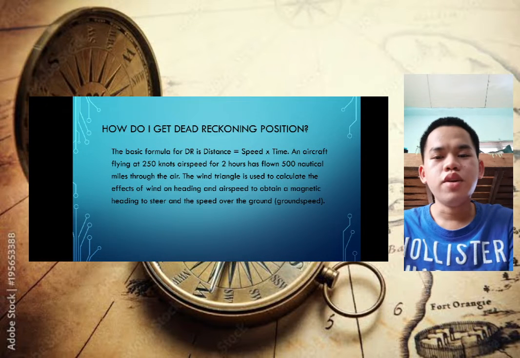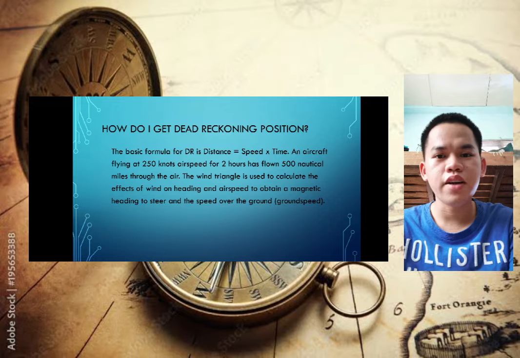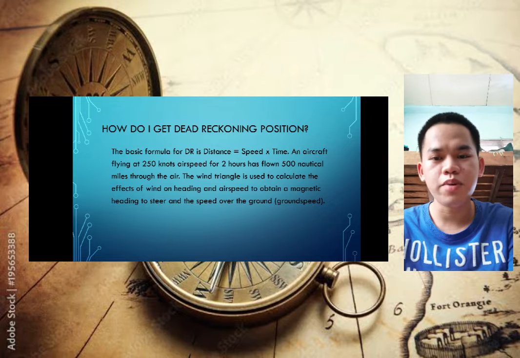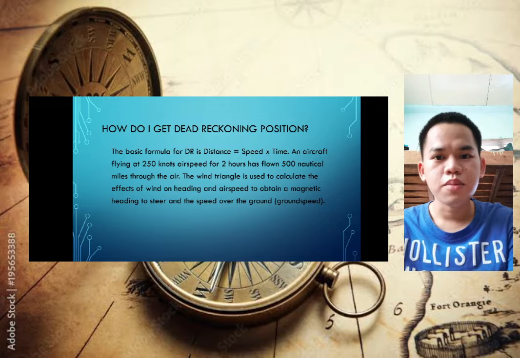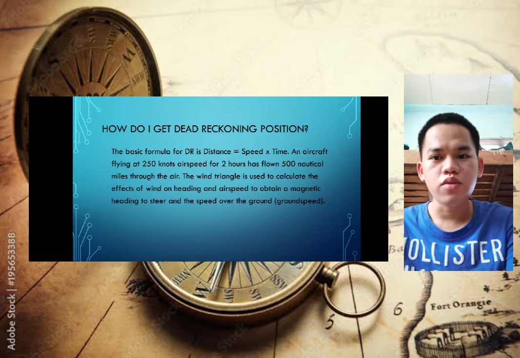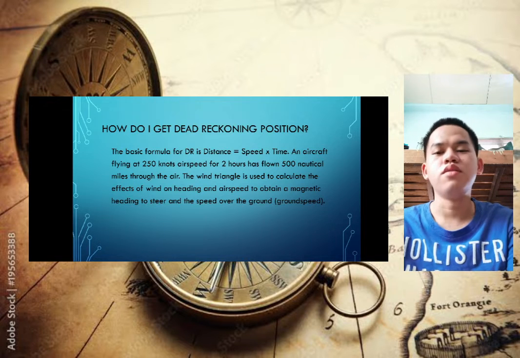How do I get a dead reckoning position? The basic formula of DR is distance equals speed times time. An aircraft flying at 250 knots airspeed for 2 hours has flown 500 nautical miles through the air. The wind triangle is used to calculate the effect of wind on heading and airspeed to obtain a magnetic heading to steer at the speed over the ground.